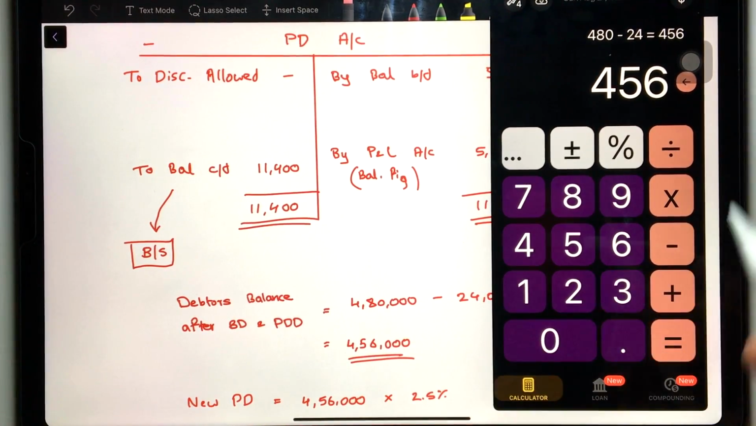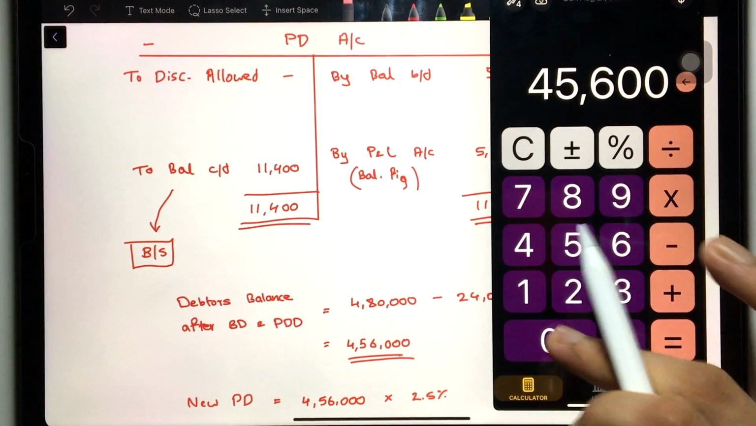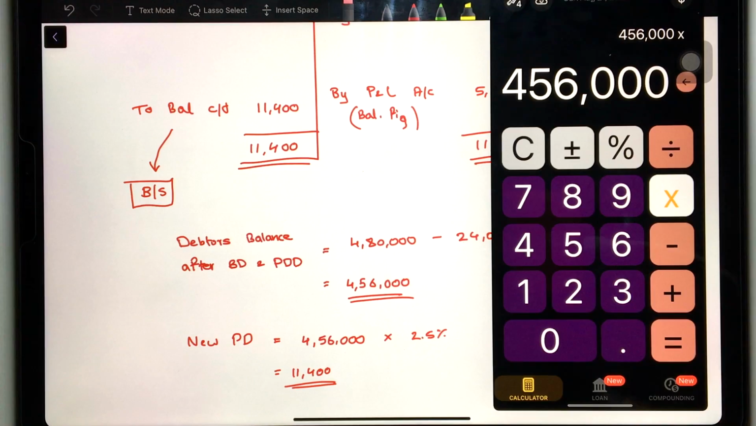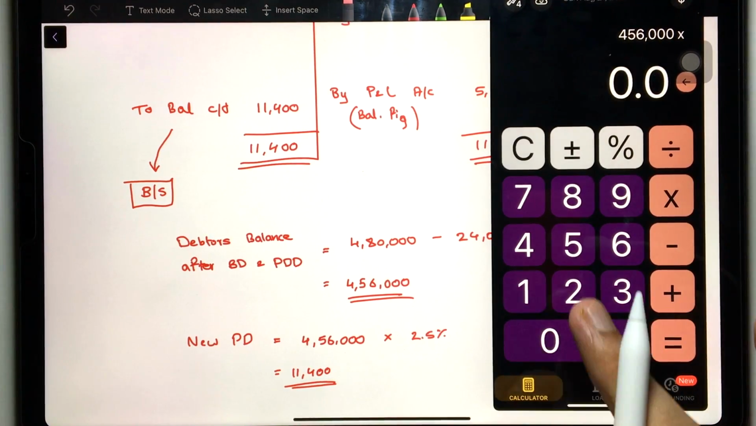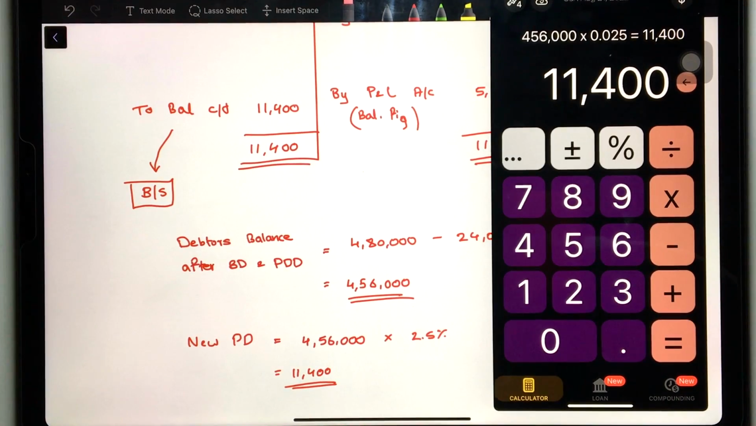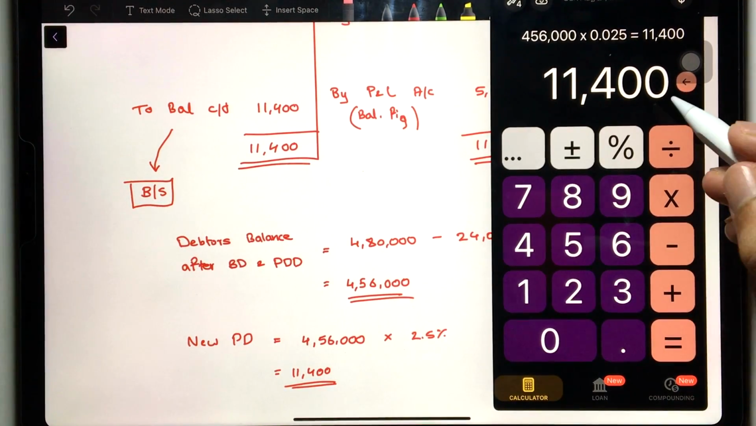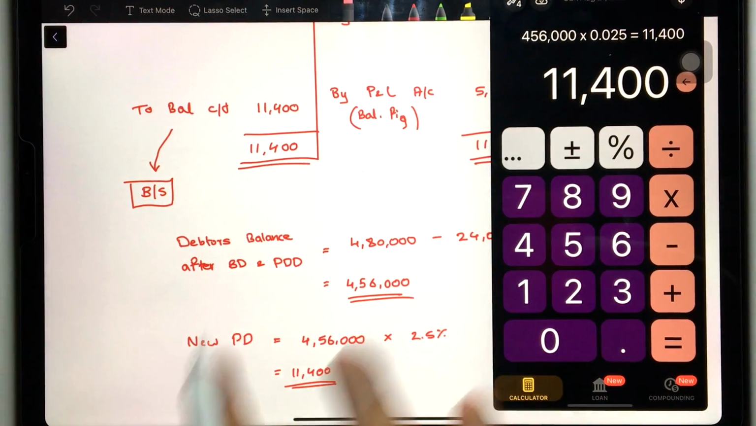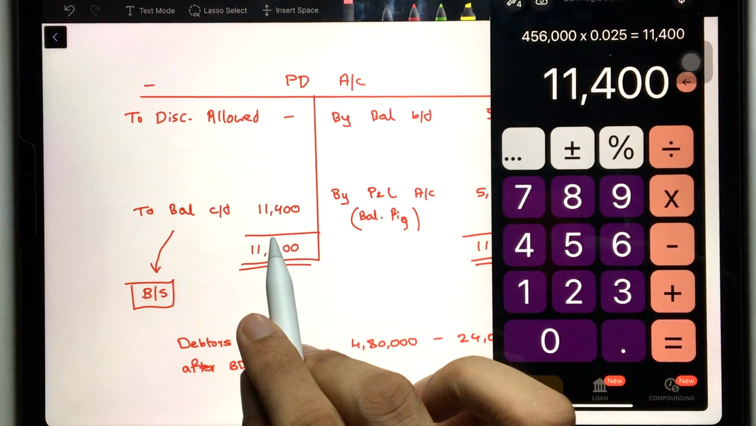On this 4,56,000, you have to calculate the discount percentage, that is 2.5, so 0.025, right? Yes, so that's equal to 11,400. 11,400 is your new provision for discount, which you have to maintain. So that's the closing balance to balance C by D.